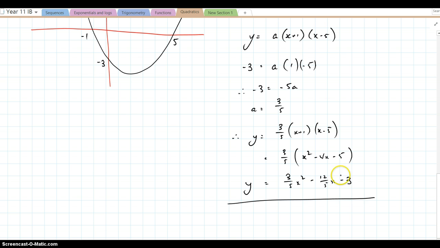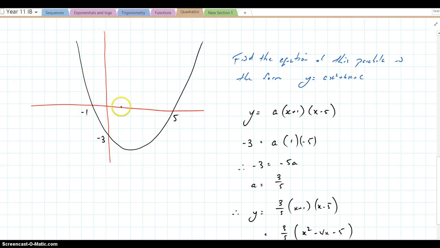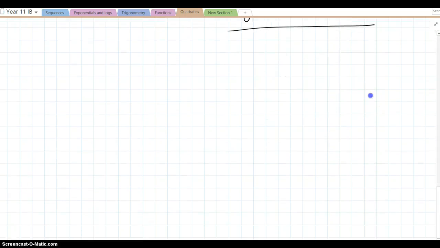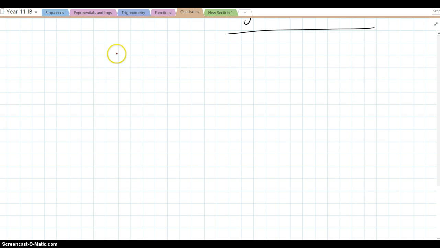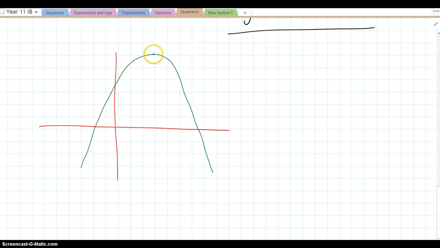Good, minus 3 is my y-intercept, that's what I thought, and my x-intercepts are given. So if we're given x-intercepts, start here. Start here when you're given x-intercepts. If you're given some different information, let's say we're given, let's go the other way this time, that the vertex is 2, 6 or thereabouts.